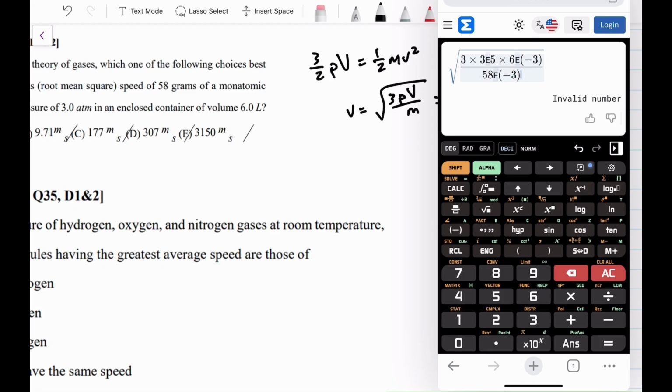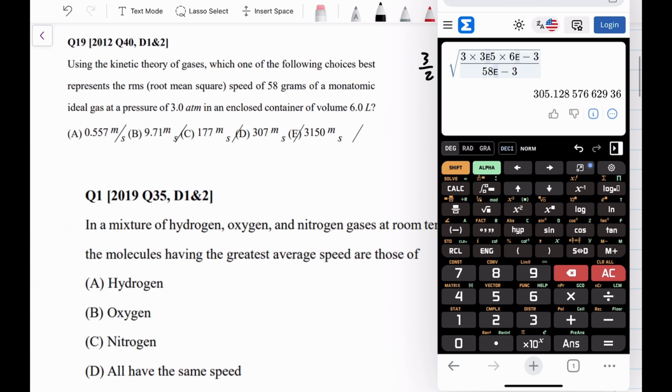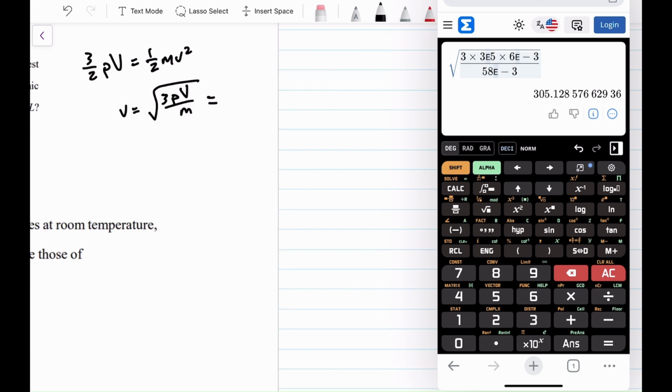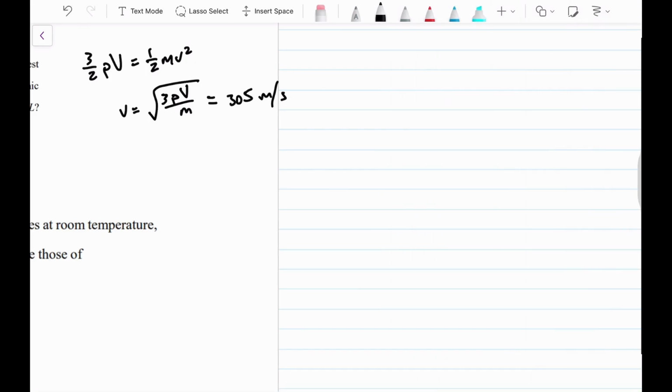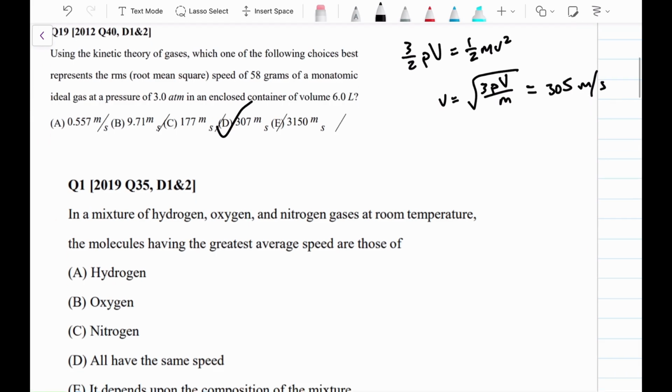And that is equal to invalid number. Oh yeah, I think it's just minus 3, or else it's assuming that it's multiplied by minus 3. Most likely. Let me try. Yeah, okay, so that will be 305 meters per second. So that will most likely be D.